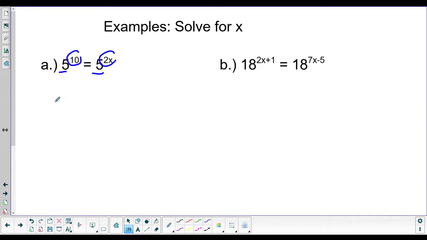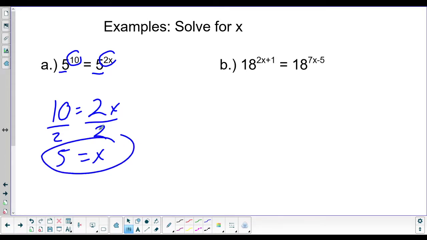so we set the exponents equal to each other. 10 equals 2x, and this is easy for you to solve. You just divide both sides by 2, and x equals 5, and that's the answer. It works on things that have slightly more complicated exponents.